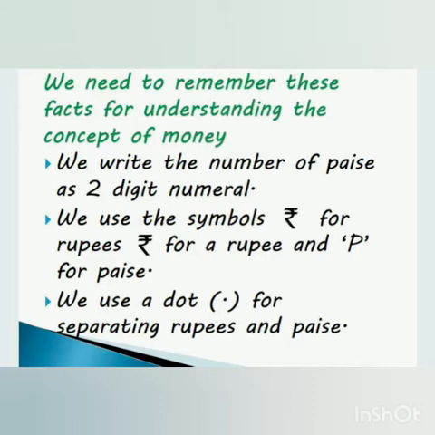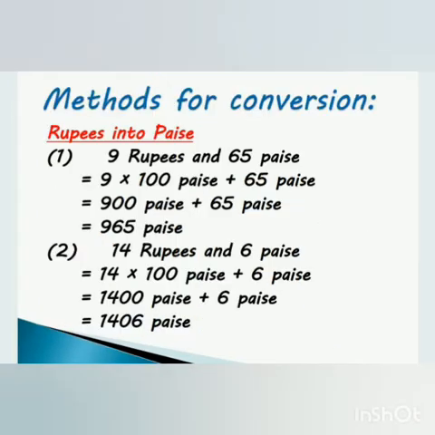First, we write the number of paise as a 2-digit numeral. Second, we use the symbol this for rupees and capital P for paise. Third, we use a dot for separating rupees and paise. Now, we are going to understand the methods for conversion. Firstly, we are going to convert rupees into paise.